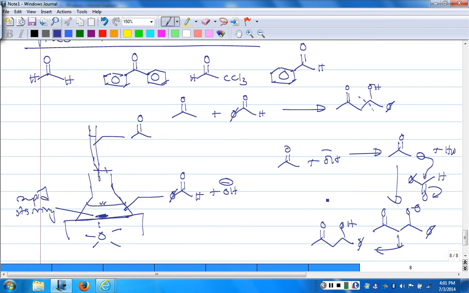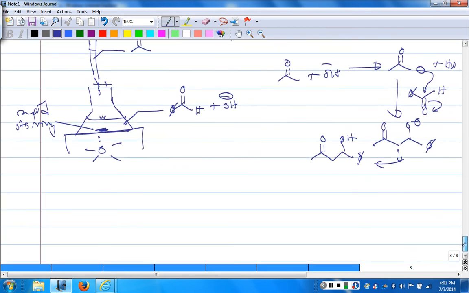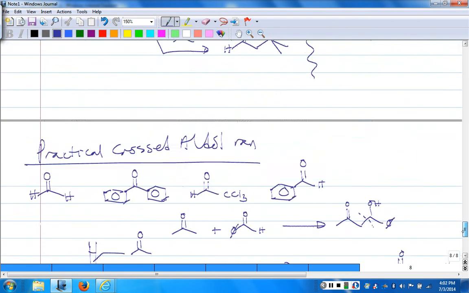So we can effect a practical cross-aldol reaction if we add slowly the enolizable carbonyl compound to a rapidly stirred solution of the non-enolizable carbonyl compound with the base. And that is the only way to effect a practical cross-aldol reaction. Okay, so there are a couple points to make.